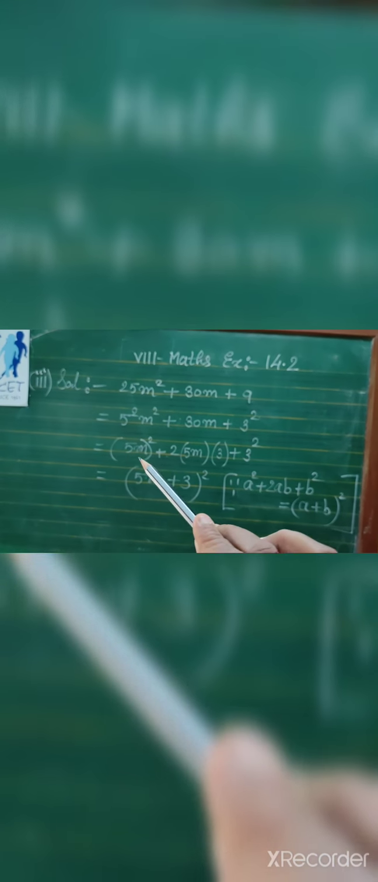So the middle term we will arrange in this way, 2ab, in place of a, 5m, and in place of b, 3. So the formula is a square plus 2ab plus b square, so we can write a plus b whole square. Here a is 5m and b is 3. So 5m plus 3 whole square. Now see here, 7th I am solving. So 4th, 5th, 6th you will solve.